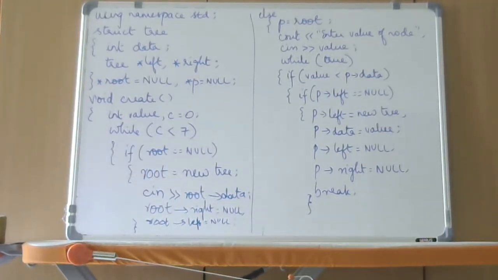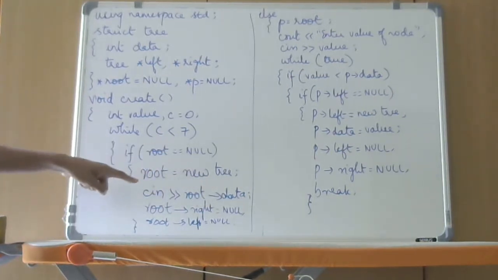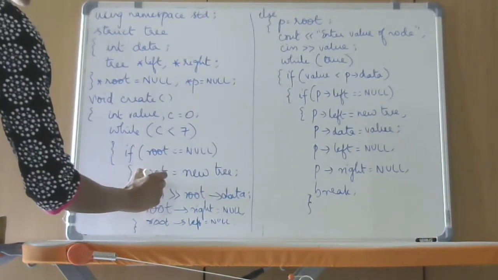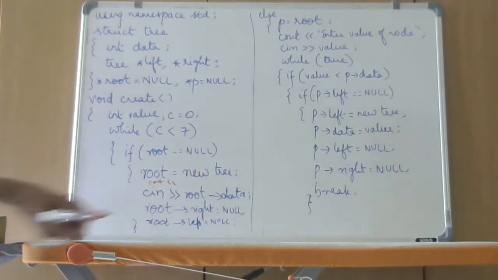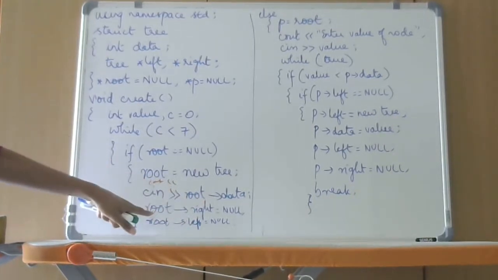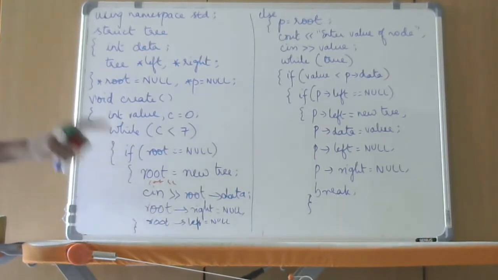If root is null, then what we are doing? Root is equal to new tree. That means we are allocating memory for that, and then we are going to accept the value of the root node. You can give a cout, enter the value of root node, something like that. So cin root of data. Once I have accepted the root value, root of right and root of left are going to be null.